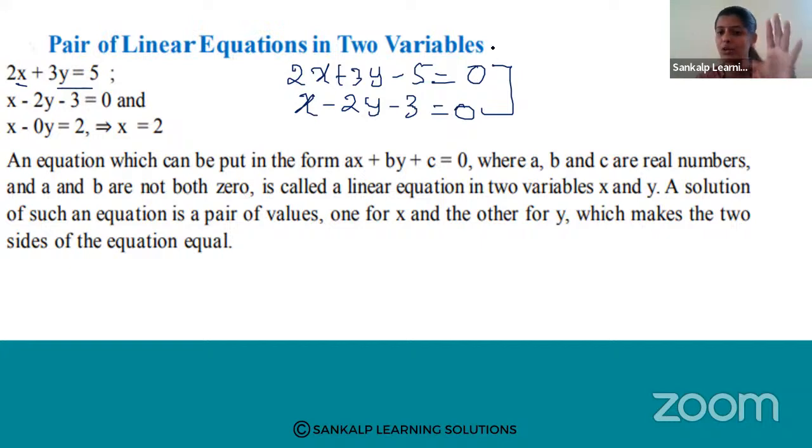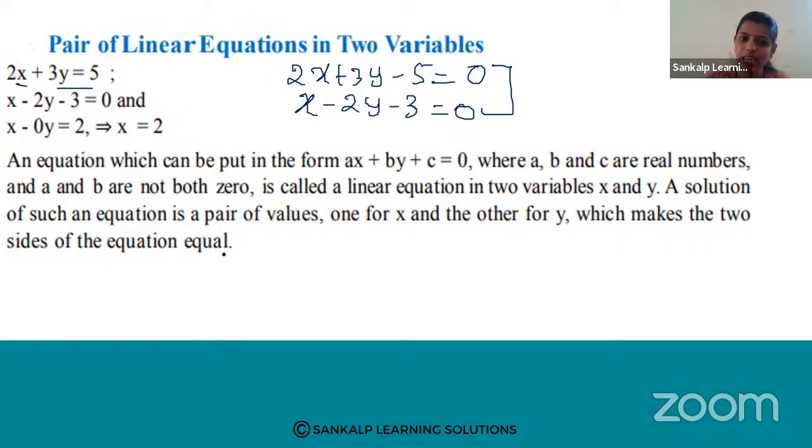You write two equations together. In those two equations, how many variables are there? There are 2. That is x and y variables we are using here. Therefore, we call it a pair of linear equations in two variables.